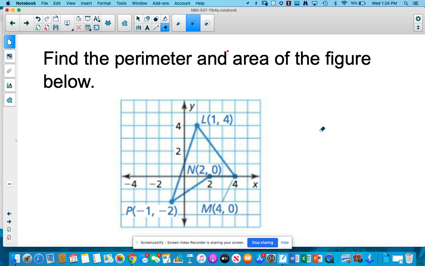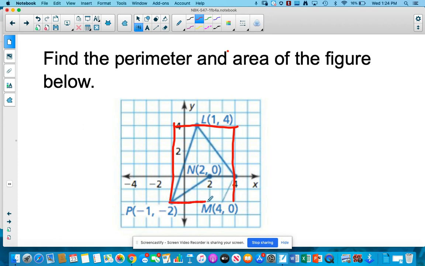Okay, so let's talk about finding the perimeter and the area of the figure below. Last time we dealt with a triangle. On this one, we're going to be dealing with an irregular shape. We're going to do the same thing: we are going to go ahead and draw a rectangle around all of the outside.